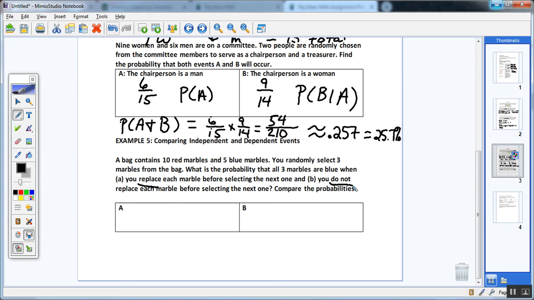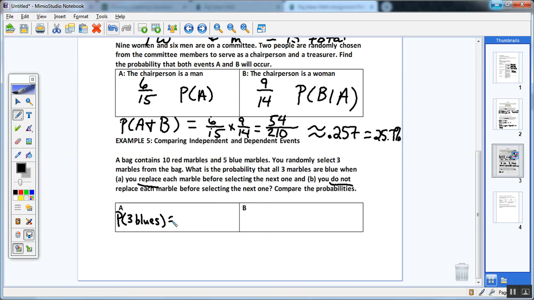So let's take a look at this. It says, what is the probability that all 3 marbles are blue? Well, how many total marbles are in there, kids? 15. How many are blue of the 15? 5. So that first draw in event A, I'm going to write down the probability of 3 blues here. That's going to equal, what's 5 out of 15 reduced to, kids? 1 over 3, right? Okay. That's so easy. So it'll be 1/3.